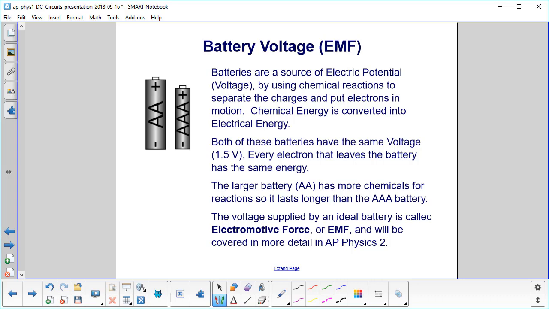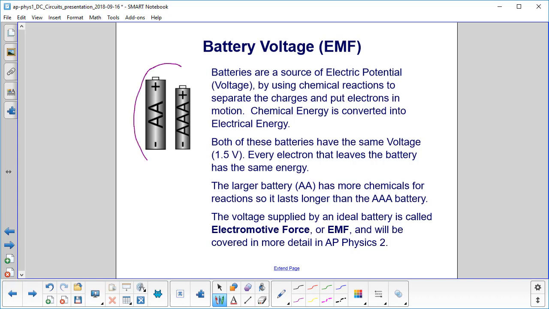Batteries, which we just discussed on the previous slide, are a source of electric potential, or voltage, and they use chemical reactions to separate the charges and then put the electrons in motion, which will then move through circuits and power things like light bulbs, machines, vacuum cleaners. What we have there is chemical energy being converted into electrical energy.